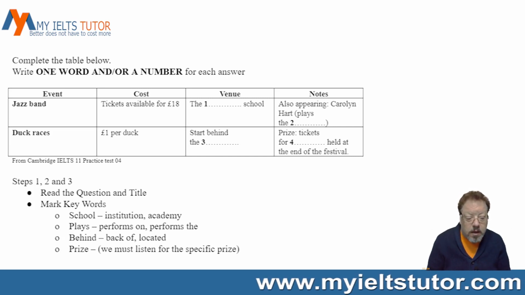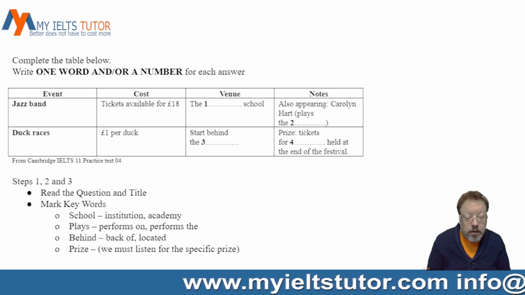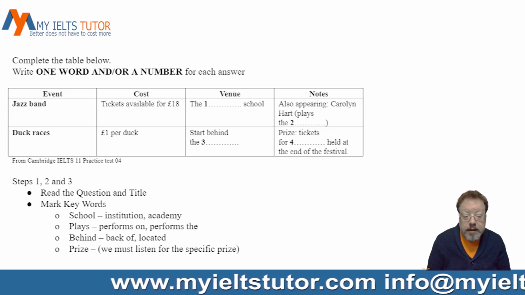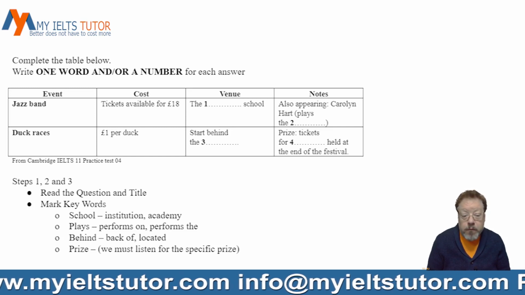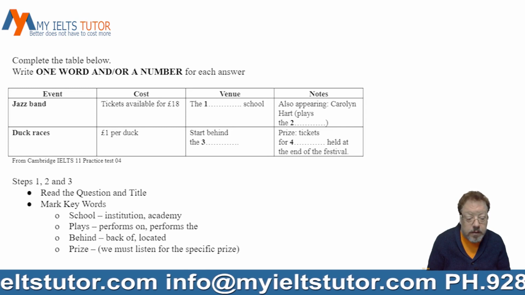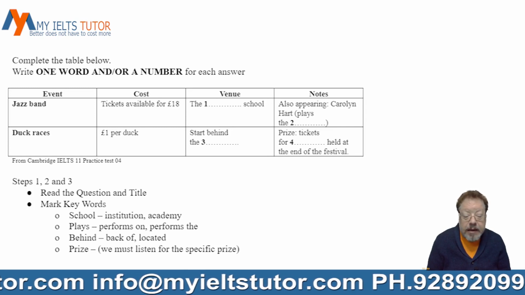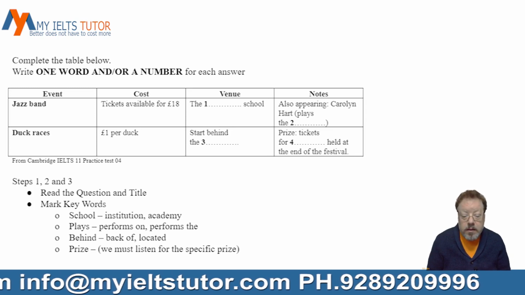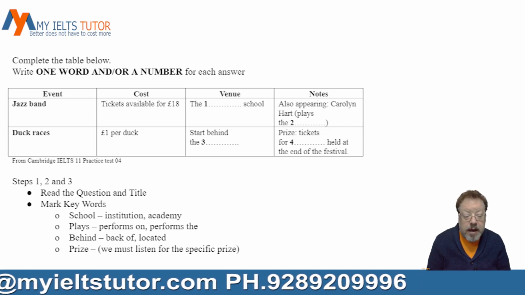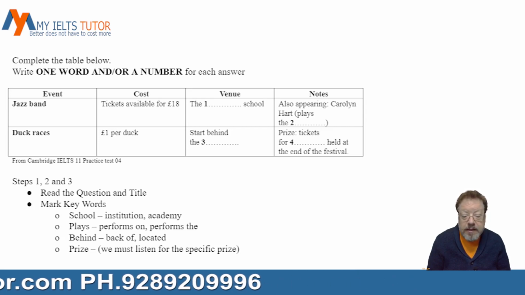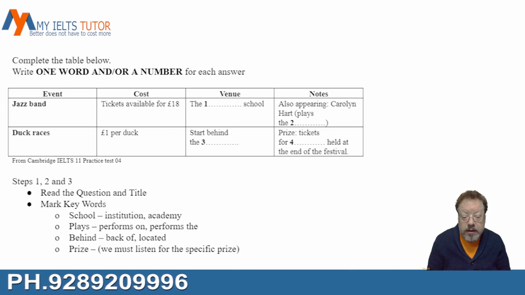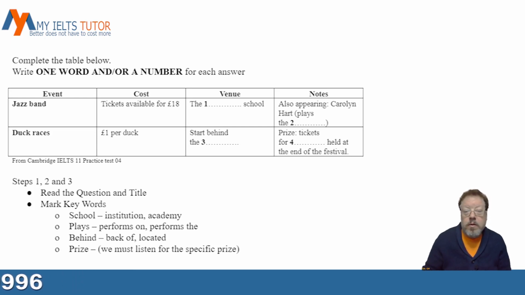So if we look at the key words here, for question 1, it's school. So that could be expressed as institution or academy, for example. Plays could be performs on or performs the. And then behind, back of, located to the rear of. So those are ways of expressing behind that you could hear. And then tickets for. So we're listening for a specific prize here, but the key word is actually tickets for. So we want to listen to what those tickets are for.